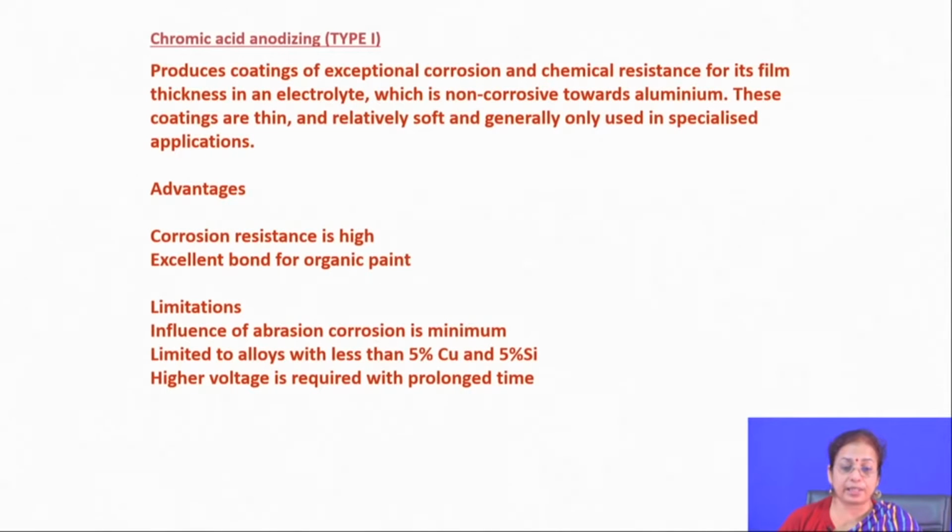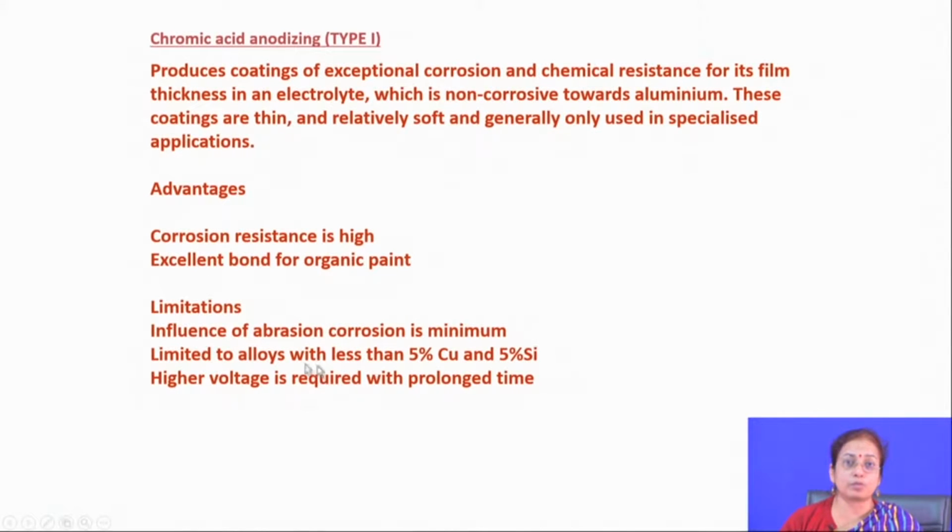So, you will find that you can do anodizing in two different solutions. One is chromic acid solution, another one is sulfuric acid solution. When you use chromic acid solution, it produces coatings of exceptional corrosion resistance and chemical resistance to its film. Whenever you are using chromic acid, whatever oxide is formed has very good corrosion resistance property. But the influence on abrasive resistance is minimum.